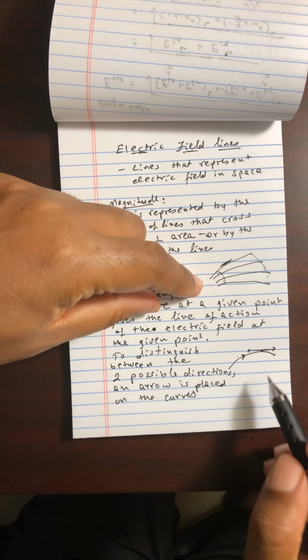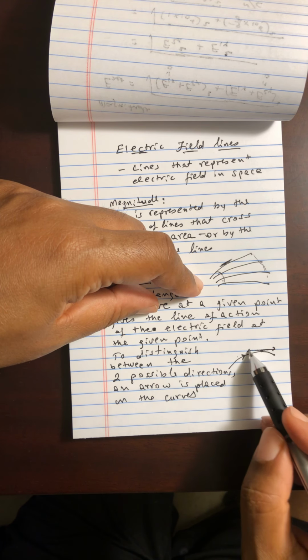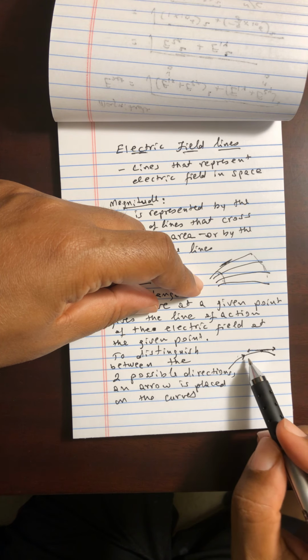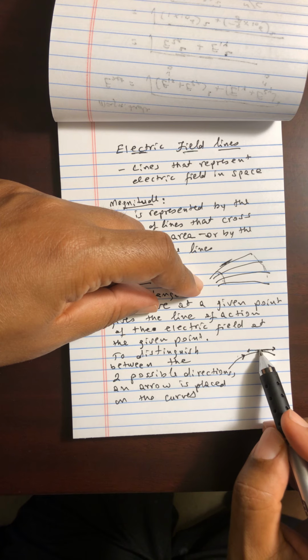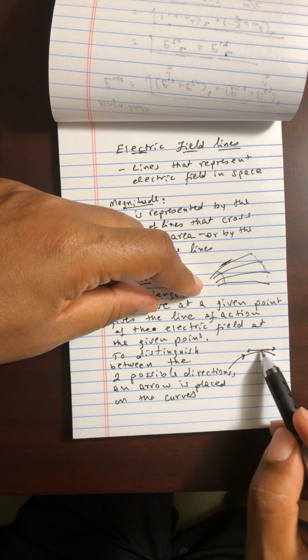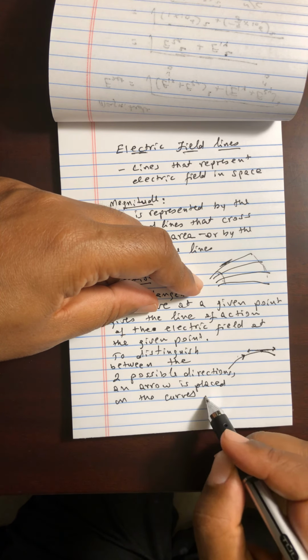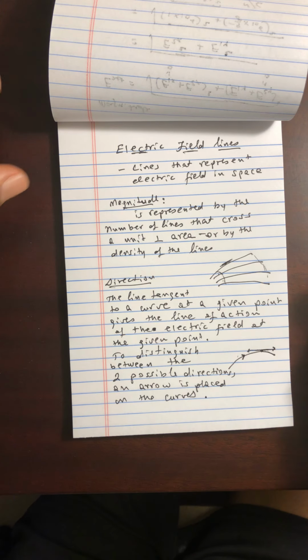The tangent line gives you the line of action of the electric field, where there are two possible directions. And an arrow placed on the curves determines which one is the right one. If the arrow points this way, you pick this direction. If the arrow points this way, you pick this direction. So that's how electric field lines represent electric field. Their density represents the magnitude, and the tangent line and an arrow give you the direction of the electric field at any point.